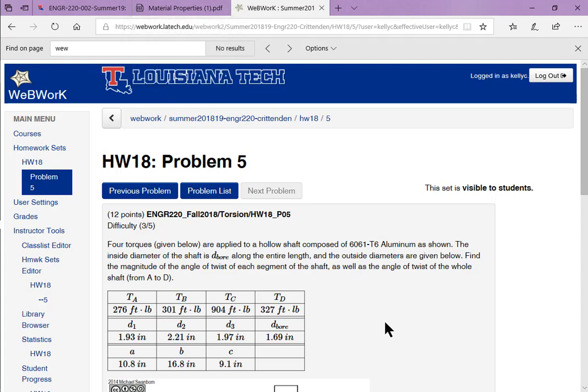Let's see, are there any questions about torsion or other stuff that we have already covered? Or the truss? Pressure vessel is Wednesday, finite element and stress concentration is Thursday. Yep.